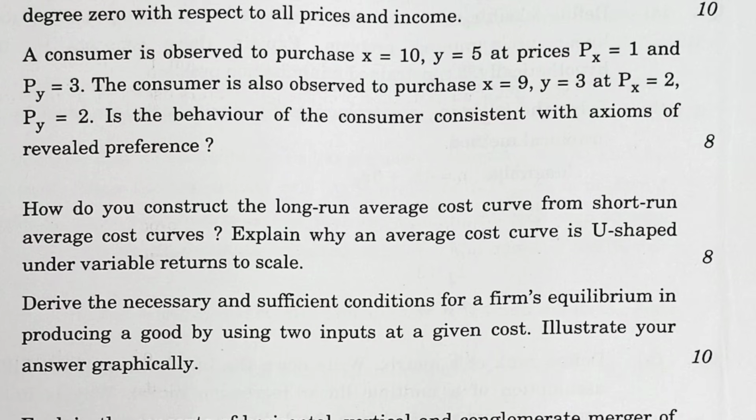The next question is: a consumer is observed to purchase x equal to 10, y equal to 5 at a price of x is 1 and price of y is 3. The consumer is also observed to purchase x equal to 9 units, y equal to 3 at price of x equal to 2 and price of y equal to 2. Is this behavior of the consumer consistent with the axioms of the revealed preferences? I will be taking this very question also. I will solve them in detail.